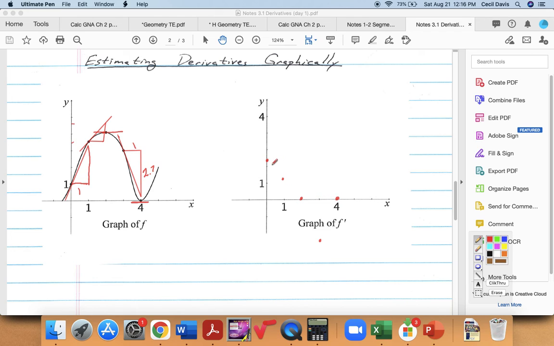So what does this look like? Well, I'm going to connect this with a smooth curve. It looks like it gets a little bit steeper here, so I'm going to go a little bit further down than this 2.7. But then it's got to turn around and come back up. So it looks something like that.